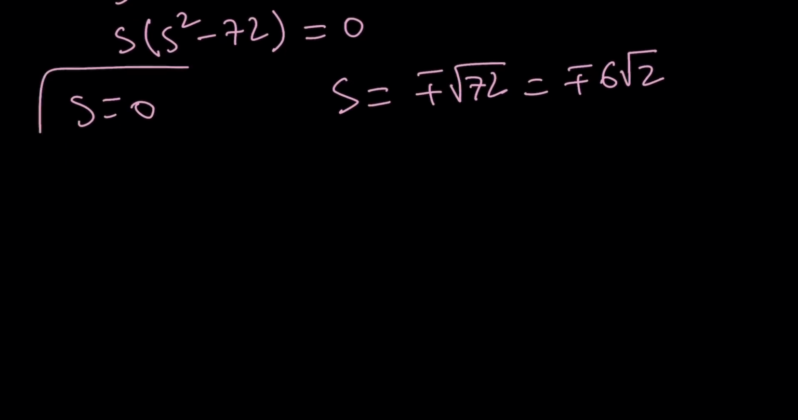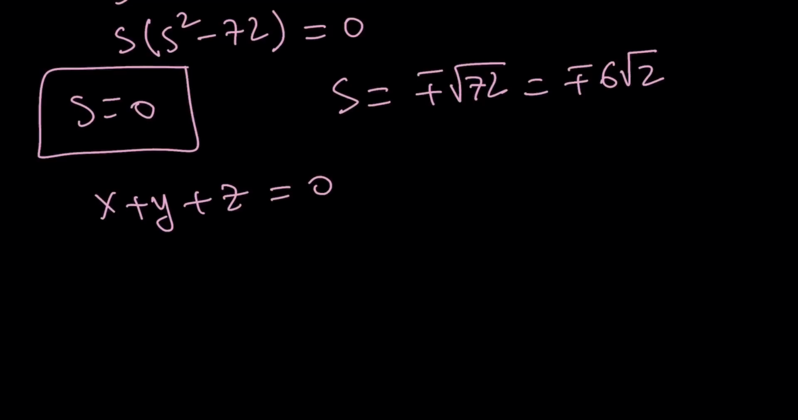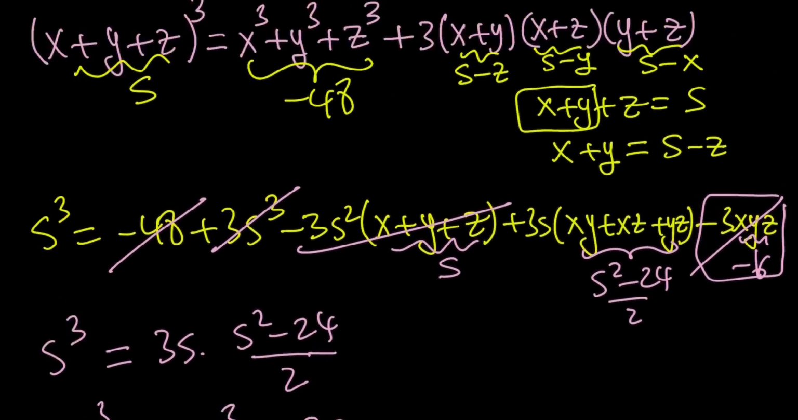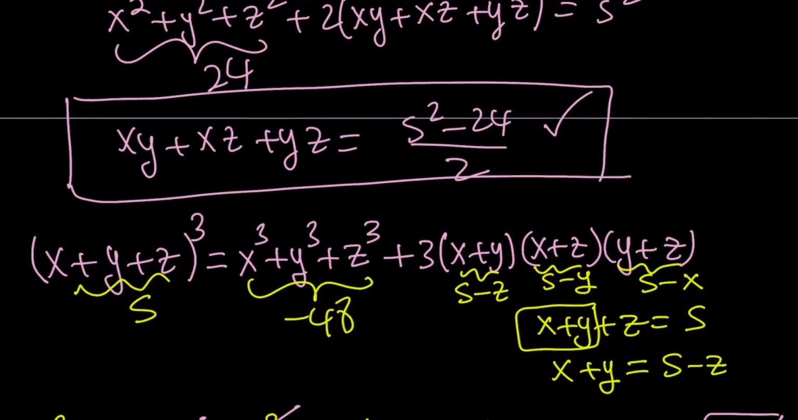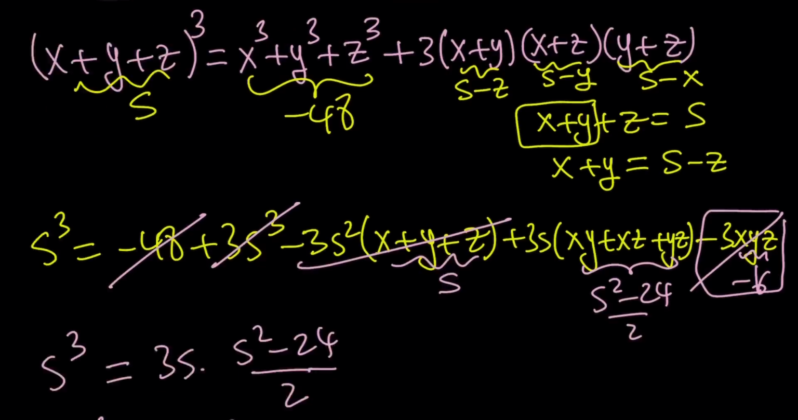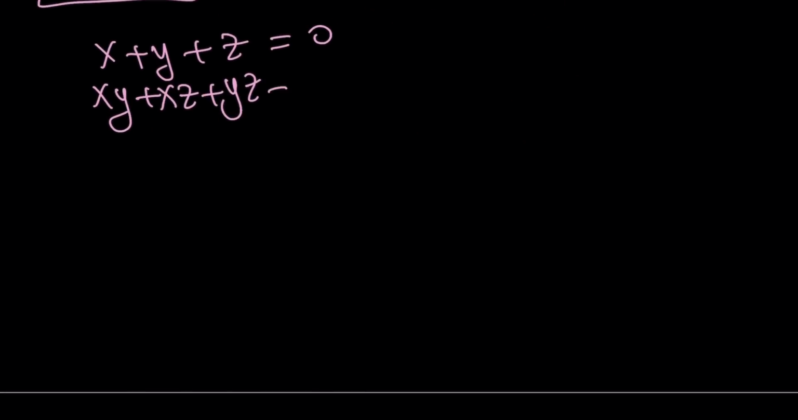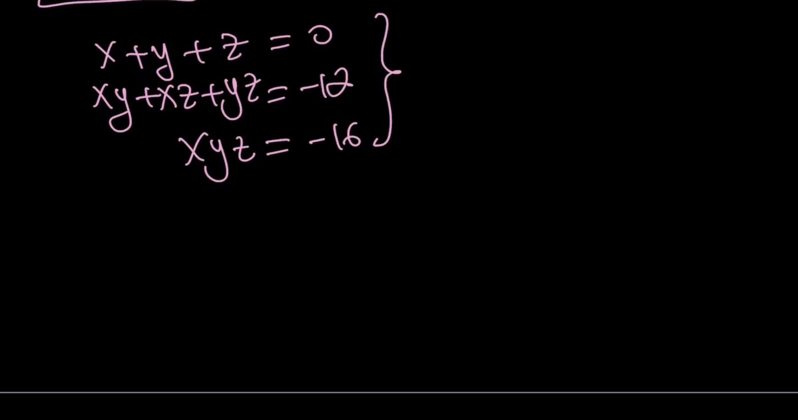Now, what is s? What does s stand for? It stands for x plus y plus z. So now we know that x plus y plus z is equal to 0. We can also find xy plus xz plus yz from here, because remember, we had an expression for that here. Since s is equal to 0, that's just going to be negative 24 divided by 2, which is negative 12. And then we already know xyz. And guess what this should remind you of? Vieta's formulas. Yes, I've done a video on Vieta's formulas. You can check that out here.